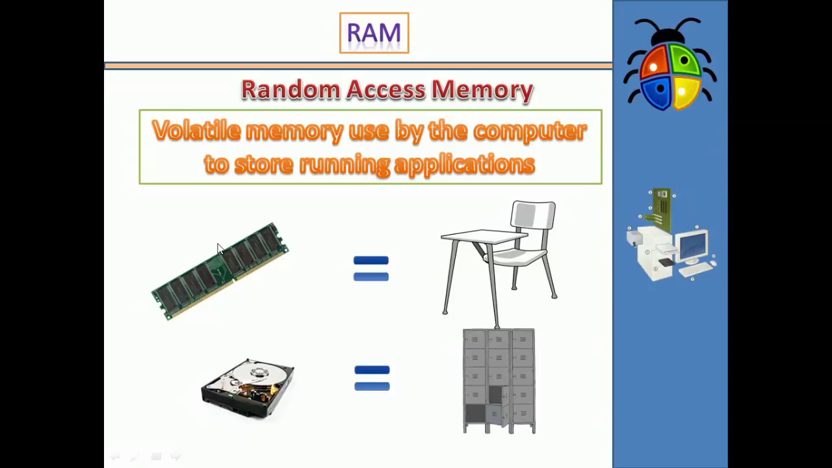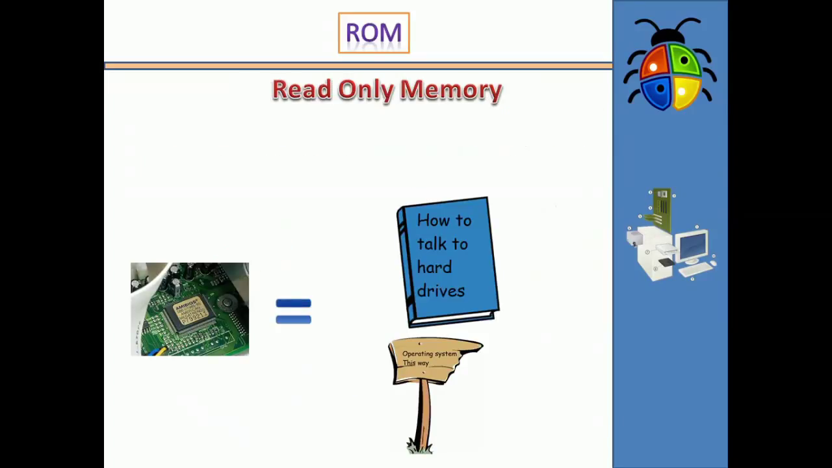So it's better to store things on your hard drive and load them into RAM as we need them. Okay, so that was RAM, or random access memory, which is volatile memory used by the computer to store running applications. Now, often you'll have to compare RAM to ROM. ROM stands for read-only memory. Again, something you're going to have to know.